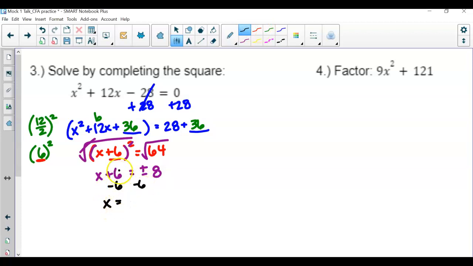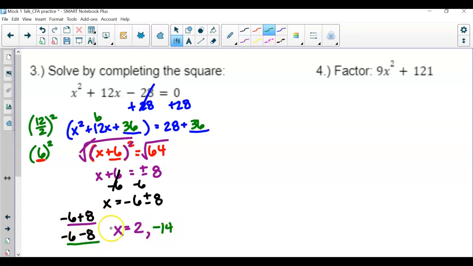So x is equal to negative 6 plus or minus 8, which means we have negative 6 plus 8 and negative 6 minus 8. That means here I've got x is equal to 2 from negative 6 plus 8, and negative 14 from negative 6 minus 8. So that's our two answers here by completing the square.